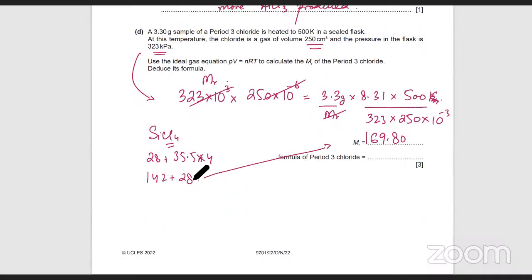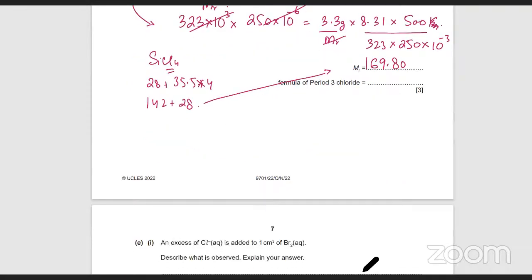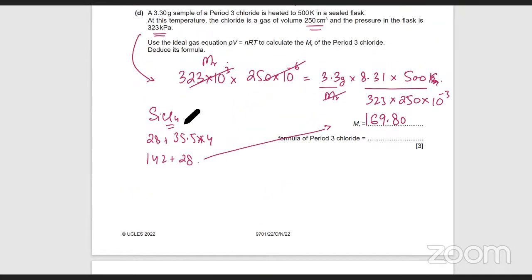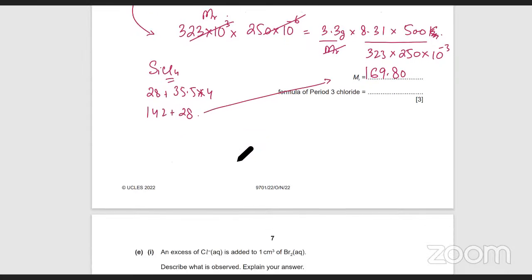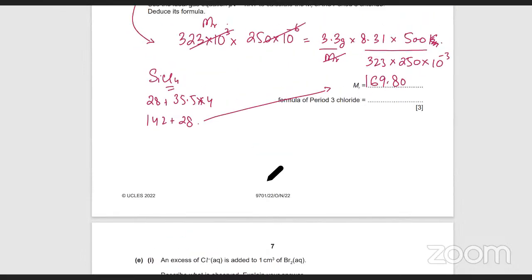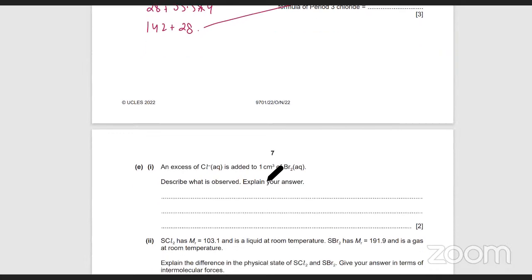Is this question clear? I think the chloride will be SiCl4, okay? You can see PCl5 would be too much. The options are PCl5, PCl3, SiCl4, MgCl2, NaCl, AlCl3. Among all of them, I guess it's SiCl4. A bit of trial and error, use a bit of common sense. 4 Cls would get you close to this, so it's SiCl4.